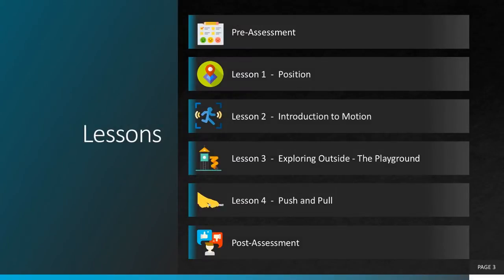I could definitely make a longer unit with this topic, but this is basically a very, very introductory unit to forces and motion. As you can see, the parts of this unit are: pre-assessment, Lesson 1 about position, Lesson 2 introduction to motion, Lesson 3 exploring outside, where I'm going to take them to the playground, Lesson 4 push and pull, and post-assessment.